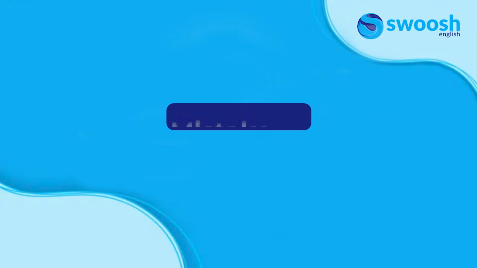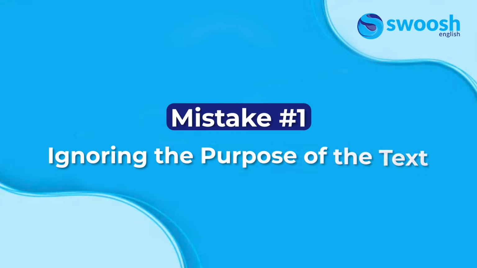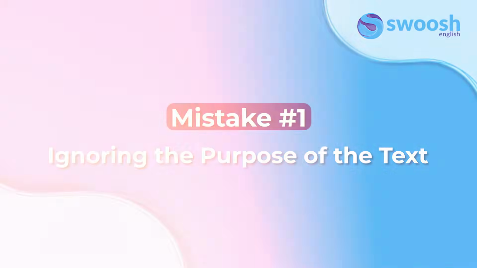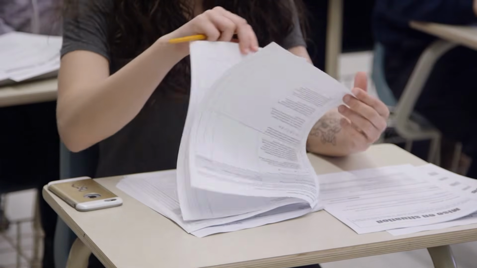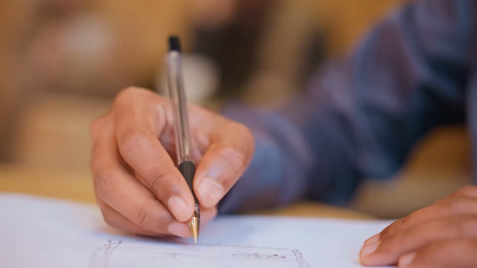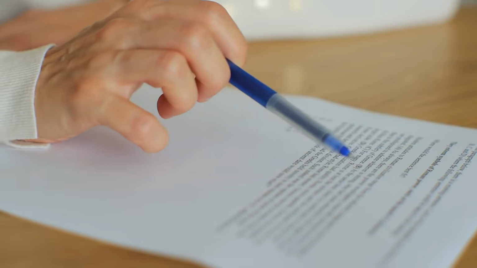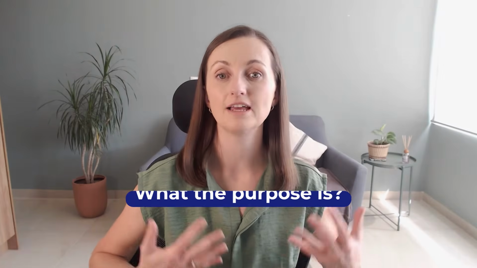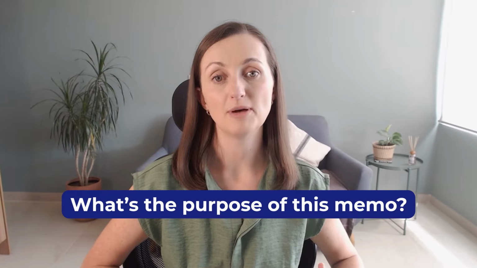So let's take a look at mistake number 1, which is ignoring the purpose of the text. Many students focus on small details, but they miss the overall purpose. Remember, some of the questions will require you to read and understand the text as a whole and to identify what the purpose is. So if you get a question that says, "What's the purpose of this memo?" make sure you don't pick an answer option that deals with just one specific detail. Rather, you need to choose the option that deals with the text as a whole.